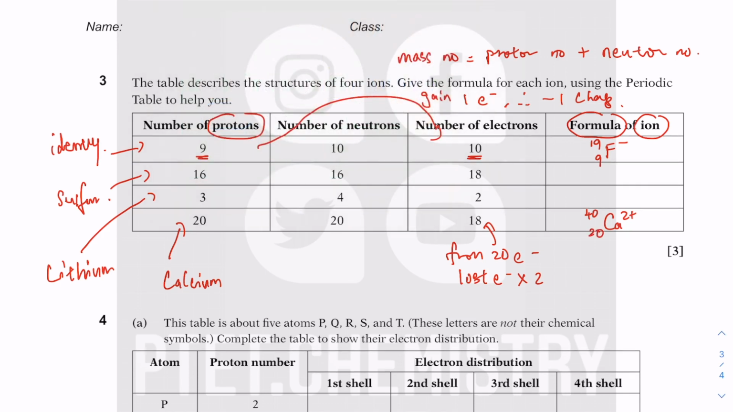Let me use a different color for the other one. 16 to become 18, so gain 2 electrons. This is sulfur. It's a 2 minus. It's element number 16, and it has got 32 nucleons because 16 plus 16. 3 plus 4 is 7, so it's 7. The proton is 3. The element is lithium, Li. From 3 electrons in the atom to become 2 electrons in the ion, you would have lost 1 electron, and therefore you just have a plus 1 charge. Okay.